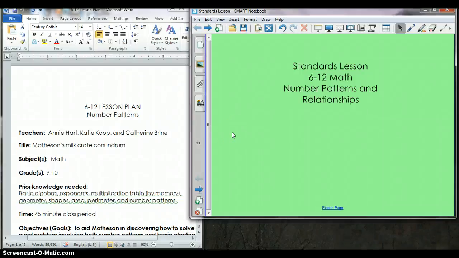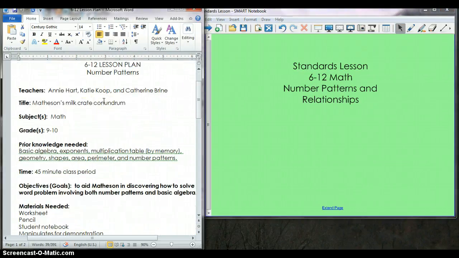So today I will be presenting to you the standards lesson for 6 through 12 math, and our focus is math patterns and relationships. This is Catherine Bryan talking. So this is our lesson plan over here to the left.